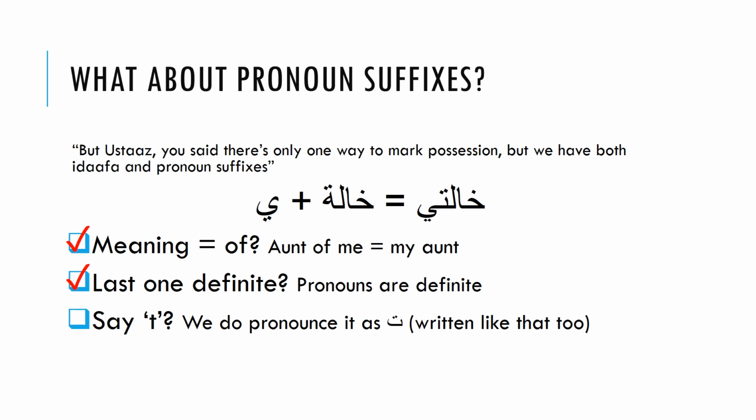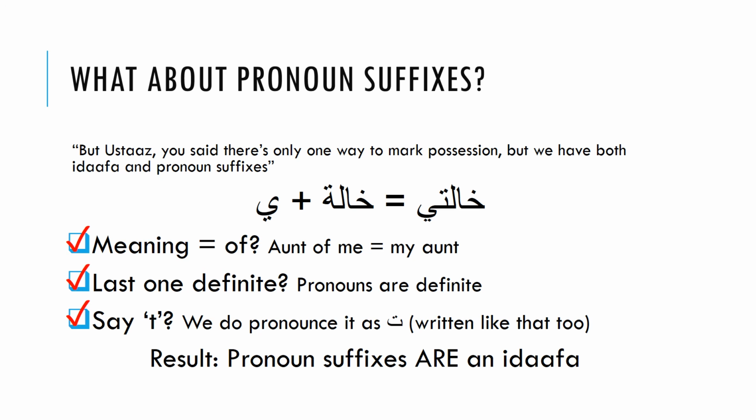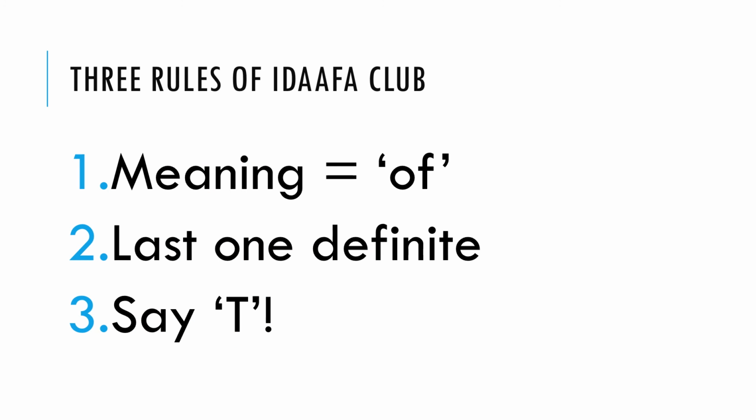The rule is that the Tamarabuta unfurls, turns back into a ta when we attach the pronouns, and this is exactly the same as an idaafa. So really, pronoun suffixes are just like any other idaafa. They have slightly special rules, but they're like any other idaafa. So again, to remind ourselves of the three rules of idaafa club: the meaning is of, the last one is definite, and none of the other ones are, and we say T.